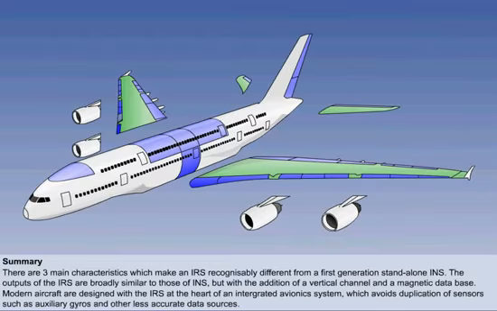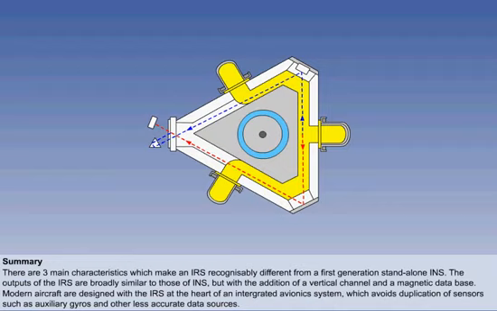Modern aircraft are designed with the IRS at the heart of an integrated avionics system, which avoids duplication of sensors such as auxiliary gyros and other less accurate data sources. The next lesson will go on to consider the ring laser gyro.